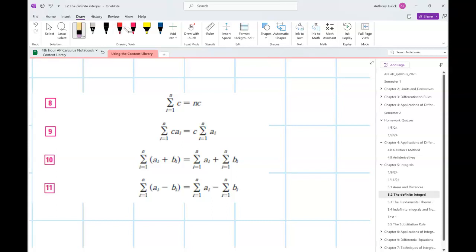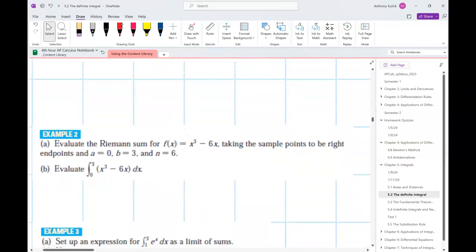And the last 2 just say you can distribute your sum across addition and subtraction, which should make sense, right? If I add up like 1 plus 2, and then 2 plus 3, and then 3 plus 4, that's the same thing as adding 1 plus 2 plus 3, and then 2 plus 3 plus 4, and then adding those 2 sums together.